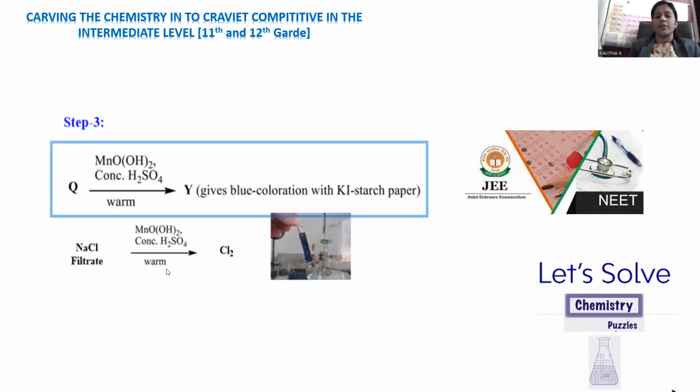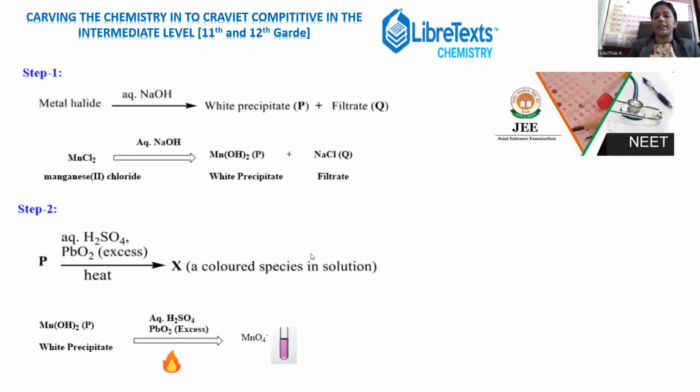The condition provided is a warm condition. And here is the test: if you dip potassium iodide starch paper into this chlorine, that blue coloration we can clearly notice, right? So this is information gathered from the library text.